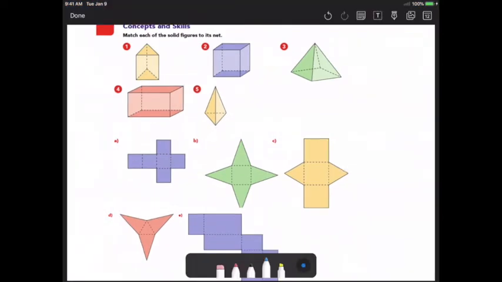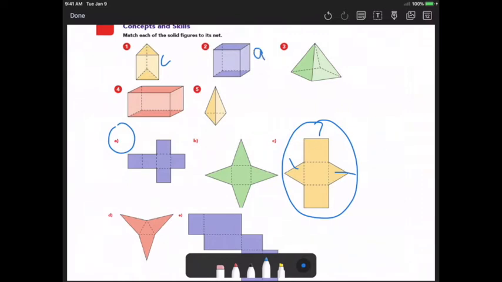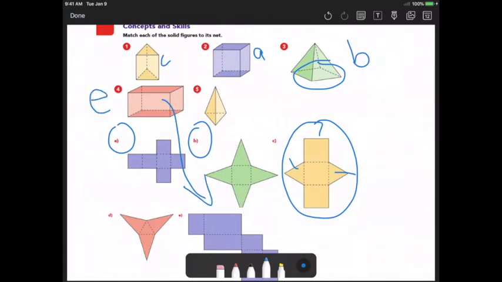Okay, so number 1, this is a triangular prism. So it's going to be C because the bases here are triangles. So that's C. 2, pretty easy. That's A, that's a cube. 3 is a square bottom pyramid. So 3 is going to be B. 4 is a rectangular prism, which is right here. So that's E. And then finally, this is just a regular pyramid. So that's going to be D.